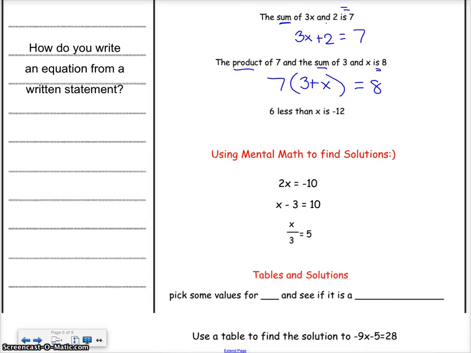So 6 less than x is negative 2. Remember less than? Less than, less important, put it second. So it would be x minus 6 equals negative 2.